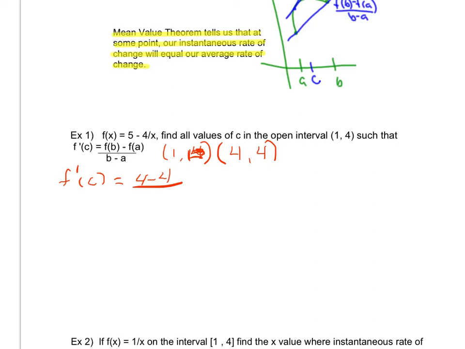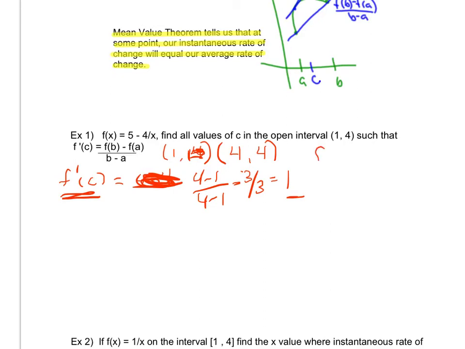So that should have been 1, 1. I apologize. So I'm actually going to have 4 minus 1 over 4 minus 1, which gives me 3 over 3, which gives me a slope of 1. So I want to figure out when does my derivative equal 1. Well, I better find my derivative.